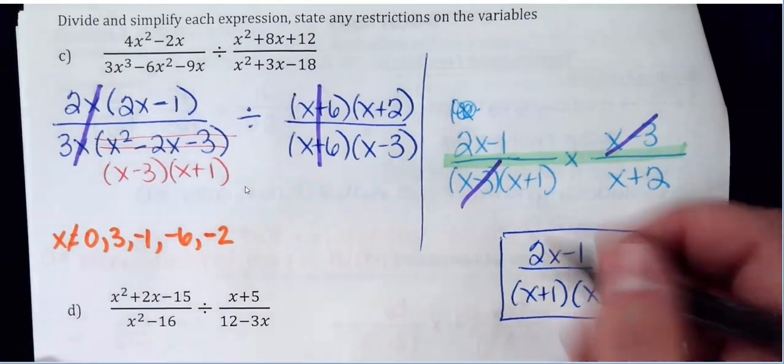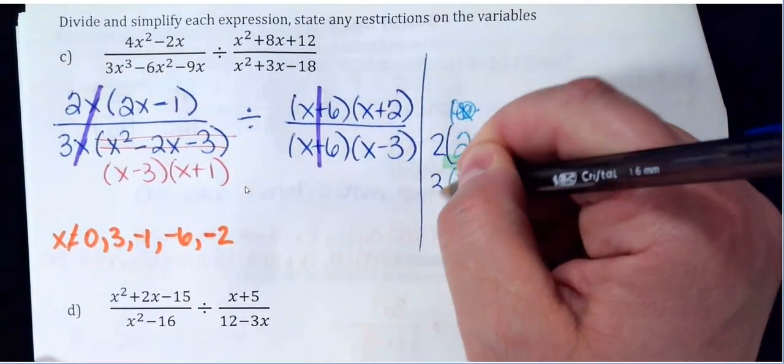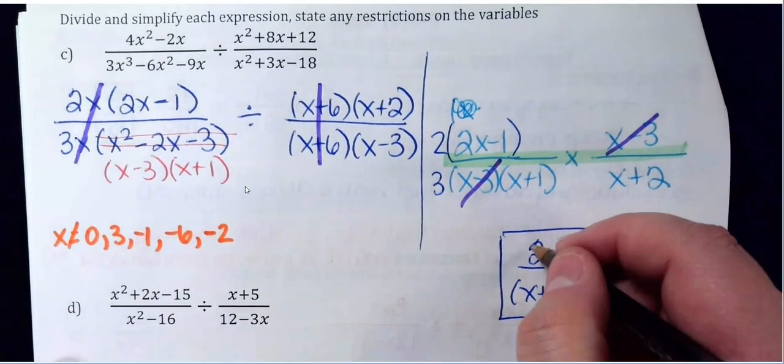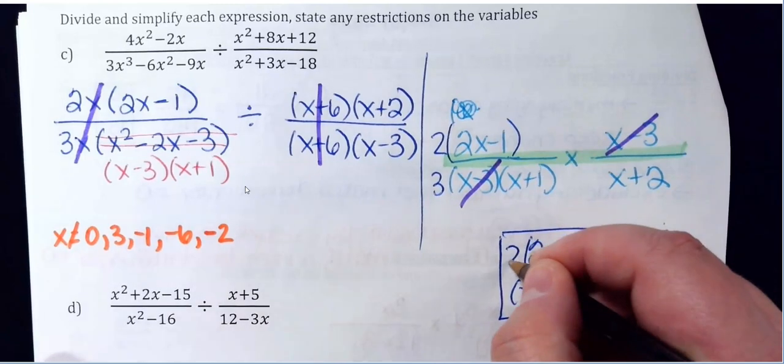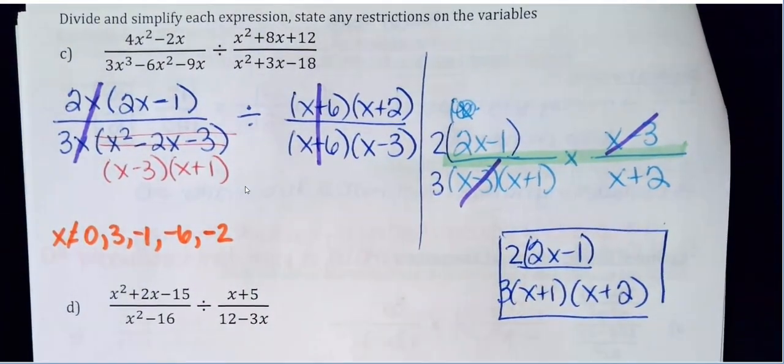Okay, I forgot the 2 and the 3. The 2 here, the 3 here. So in my answer, I'm just going to put little parentheses around this. You don't need to distribute. Just leave the 2 and then the 3 down there. I forgot the 2 and 3. Just the x's canceled out up there.